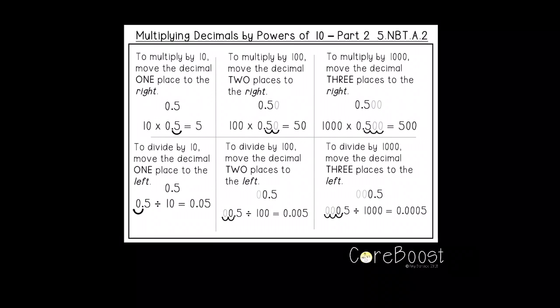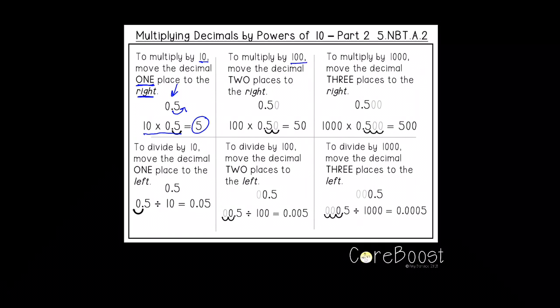Because when you multiply by a power of 10, by a multiple of 10, 10, 100, 1000, you can just move the decimal. So when you're multiplying by 10, you're going to move the decimal one place to the right. So I'm going to start out with 5/10 in each of my examples here. So here I have 5/10, and if I multiply by 10, I'm moving this decimal one place to the right. So 10 times 5/10 equals 5.